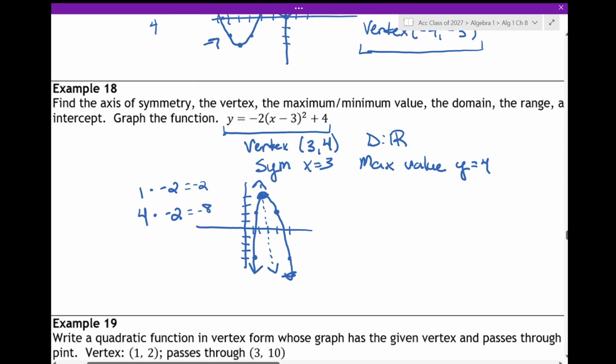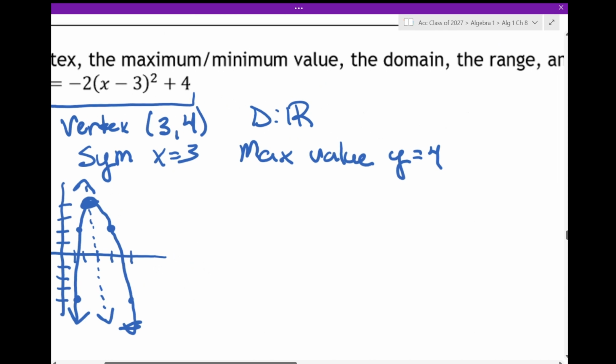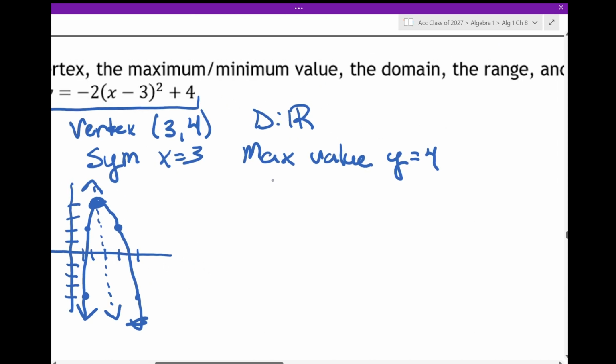I already listed my domain. Next up we have range. Range and the max or the min go kind of together. So our range, we have a max, so our y values are going to be below the max. The max is 4.